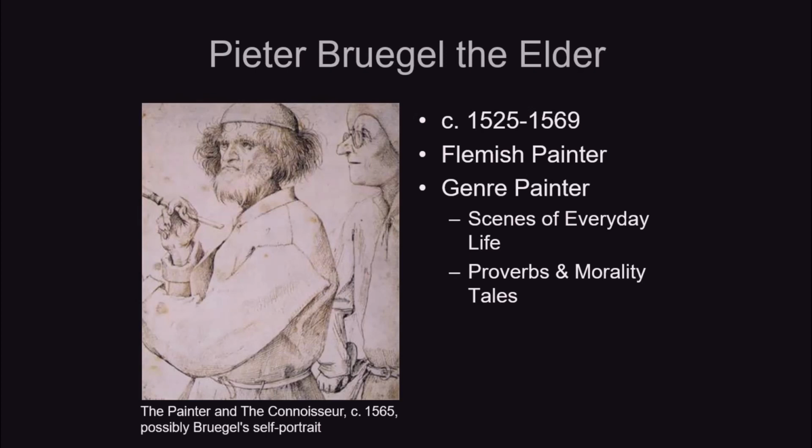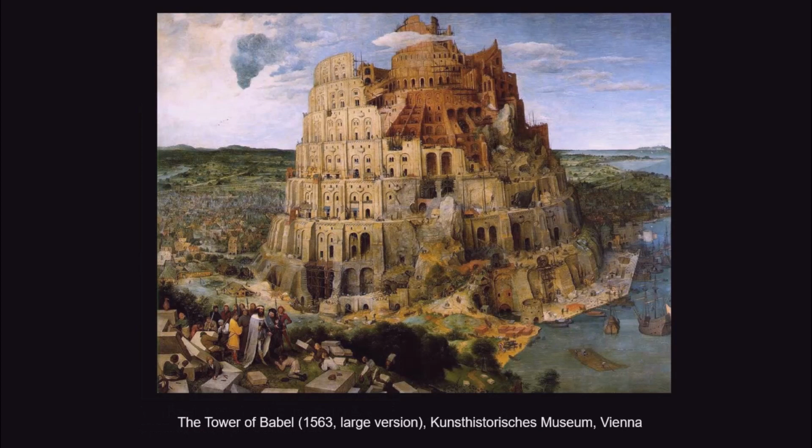Now, what do I mean by a genre painter? What I mean is a painter, he paints scenes of everyday life, or he also paints scenes of proverbs and morality tales. And to explain this, I have to explain that painting exists in kind of tiers. At the top tier of painting in subject matters is what we call history painting. History painting is paintings of classical myths, classical or ancient history, but it also could be Judeo-Christian history, so Christian stories. So something like this, The Tower of Babel by Bruegel, is a history painting. And he did plenty of that, paintings of those types.